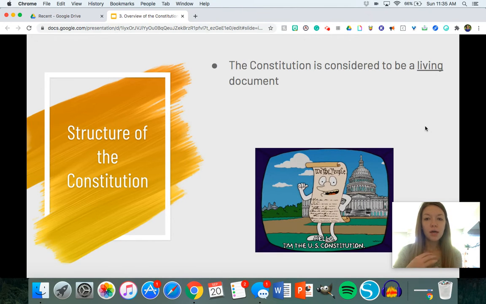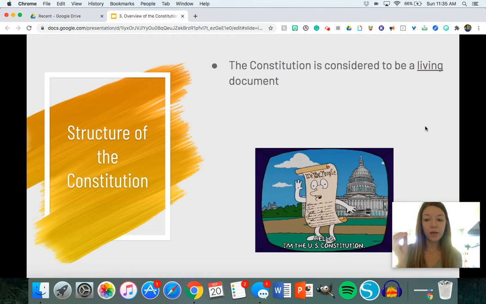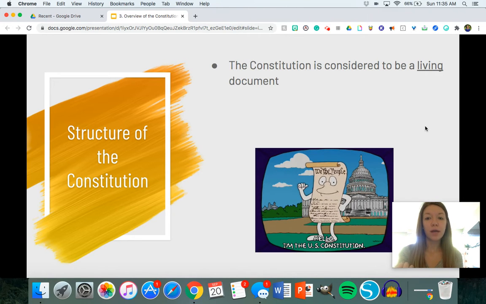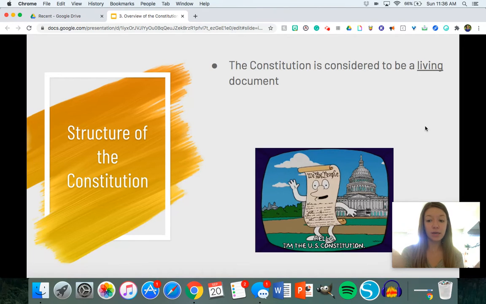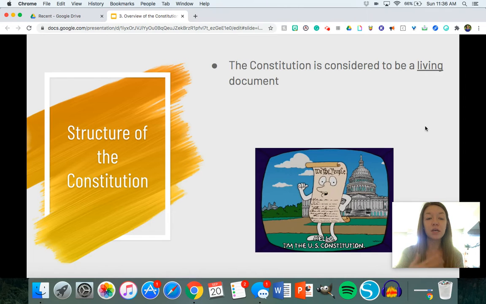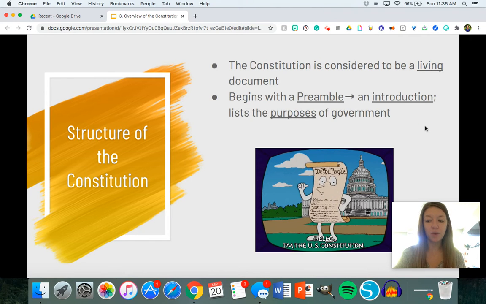The structure, really the big point here is that our Constitution is considered to be a living document. And I know that sounds kind of weird, but think about it like this. It is living because it can be changed, right? It is not final. We have made what are called amendments to the Constitution. Our Constitution has lasted for so many years because we can continually change and adapt the Constitution to fit all circumstances that our country faces. So it is considered to be a living document.